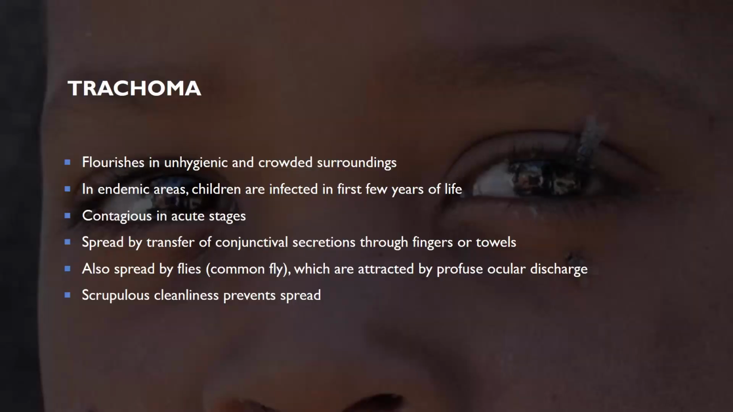The general topics talk about trachoma. It flourishes in unhygienic and crowded surroundings. In endemic areas like here in Egypt, children are infected in the first few years of life. It's contagious in its acute stages. It's spread by transfer of conjunctival secretion through fingers or towels. It's also spread by flies. And meticulous cleaning can prevent its spread.